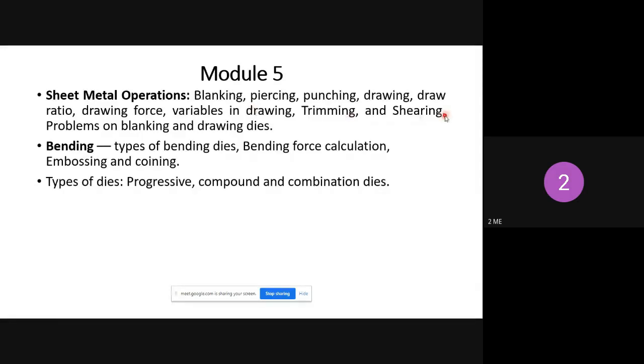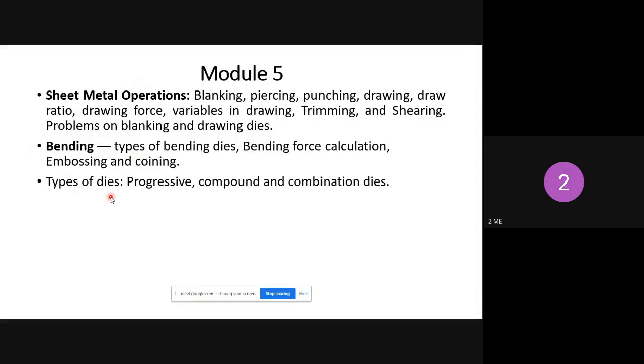Next one is trimming and shearing process. What trimming operation is and what the shearing process is, everything we are going to study in module 5. Next one is bending operation: how much force is required to bend the sheet metal, types of bending dies, different types of dies, and bending force calculation. What embossing is and what coining is, all details we are going to study in module 5 in the bending portion.